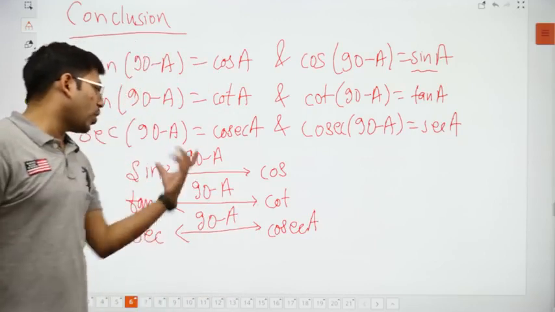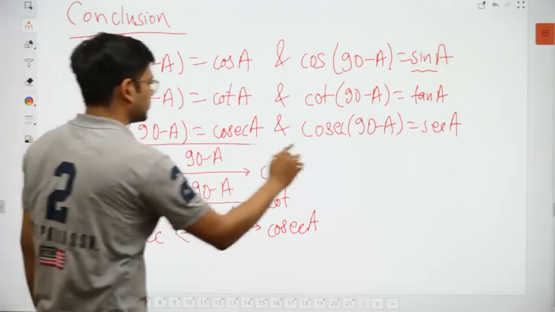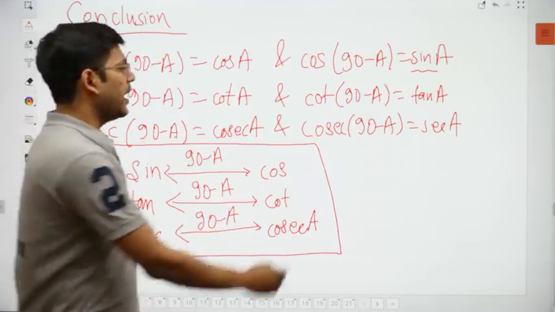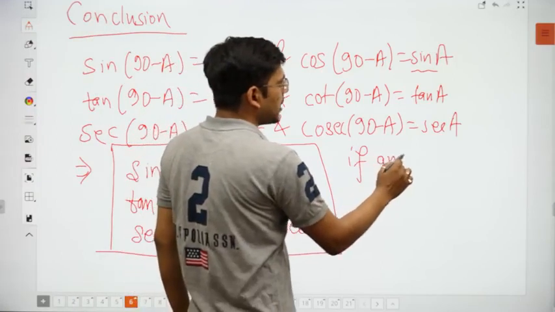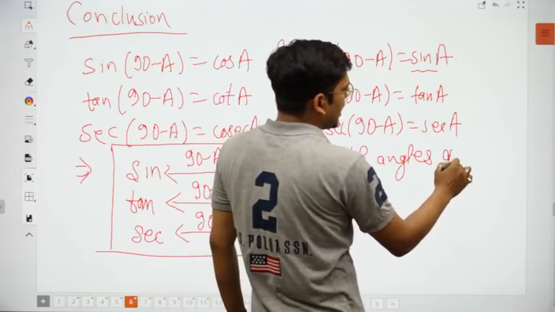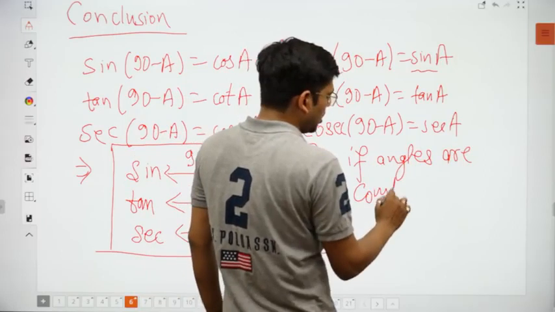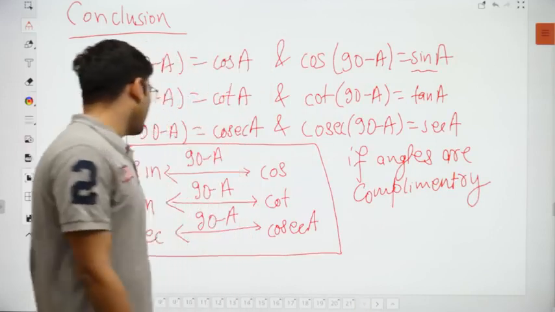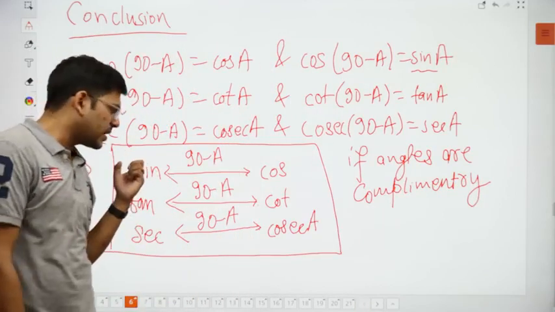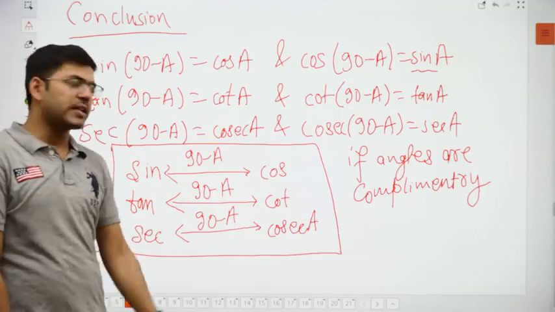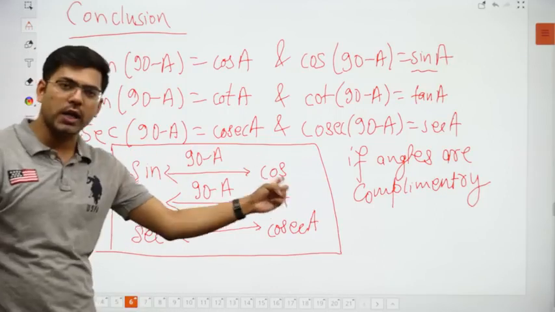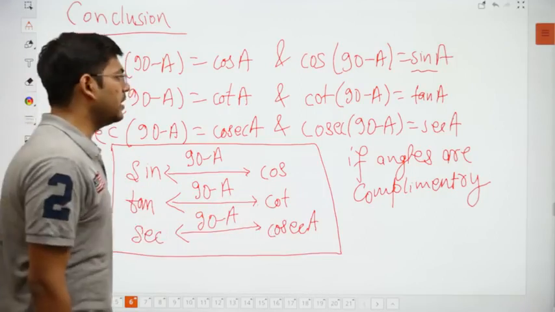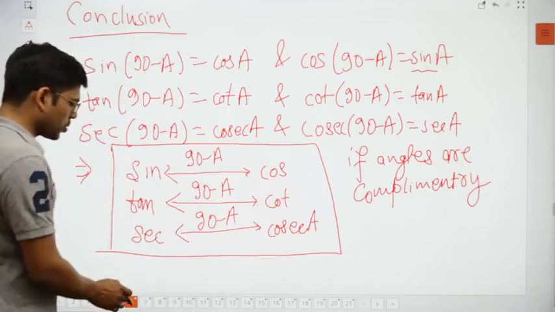So guys, we got this important conclusion that in the case of 90 minus angle, means if angles are complementary, we will get the T ratios inverted, means sine will change to cos and cos will change to sine, tan will change to cot and cot will change to tan. Similarly, sec for cosec and cosec for sec. Now, we have got all these conclusions.